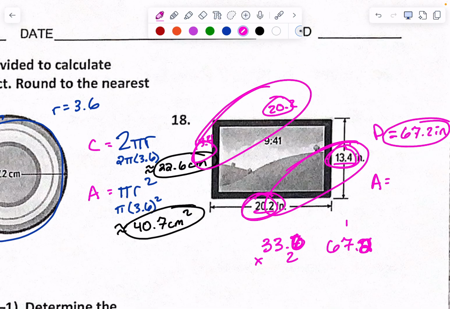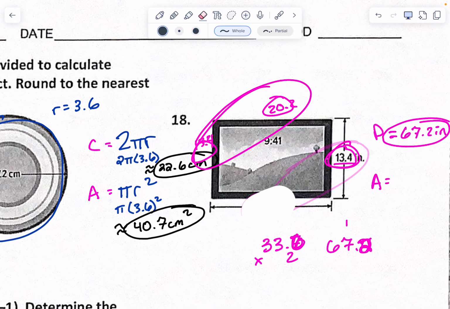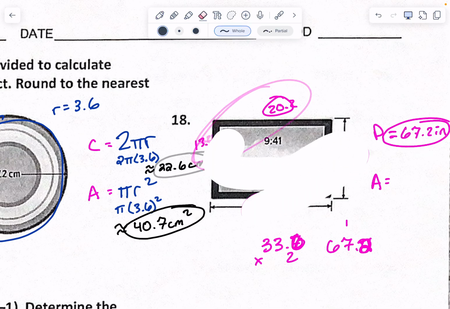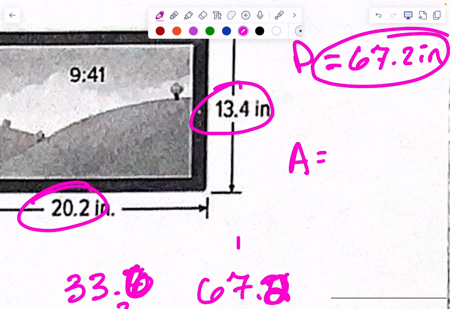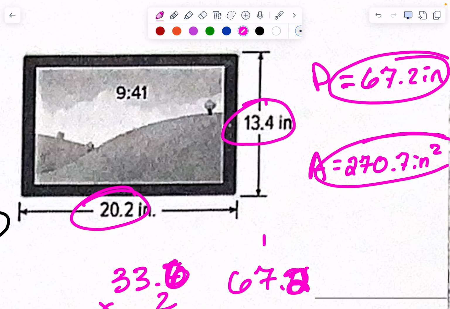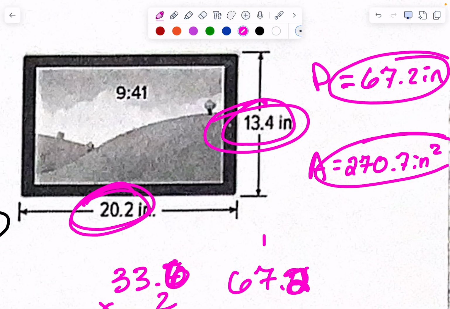Wait, where'd you get 20.4? Ignore me. Okay. How do you find the area? Base times height. This guy times that guy. What do you got? 270.7 inches squared. Can we get that from multiplying base times height of a rectangle? Yep. Area is base times height. Okay.